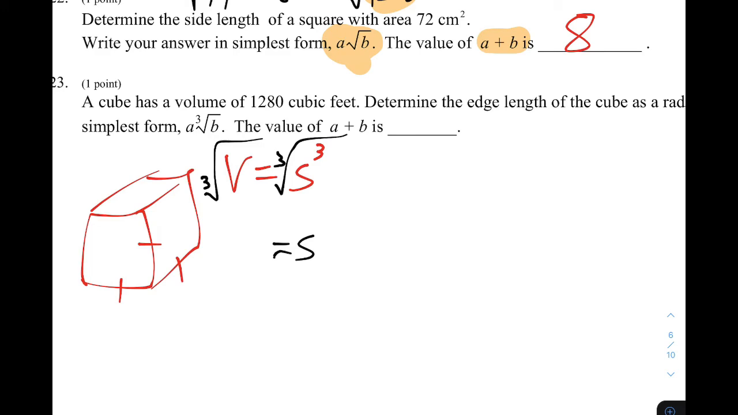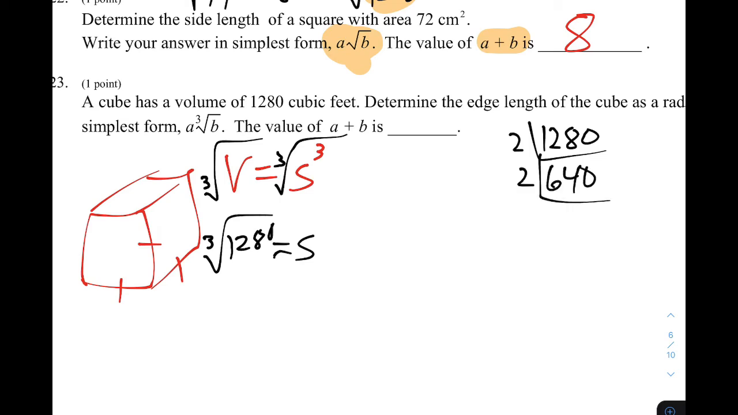And now the cube root of V is the cube root of 1280. So I need to factor 1280. And 1280 has lots of factors, so we're going to have to burn through them. I can divide 1280 by 2, and 1280 by 2 is 640.